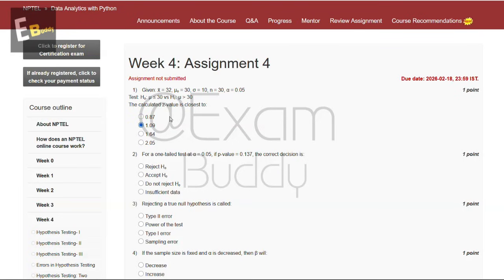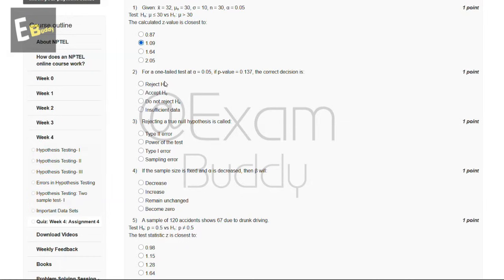And now let's go to our question number 2. For a one-tailed test at alpha is equal to 0.05, if p value is equal to 0.137, the correct decision is, so these are the options: reject H0, accept H0, do not reject H0, insufficient data. So the answer for our second question is C, do not reject H0.